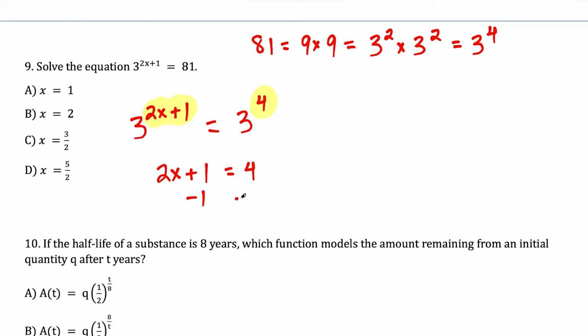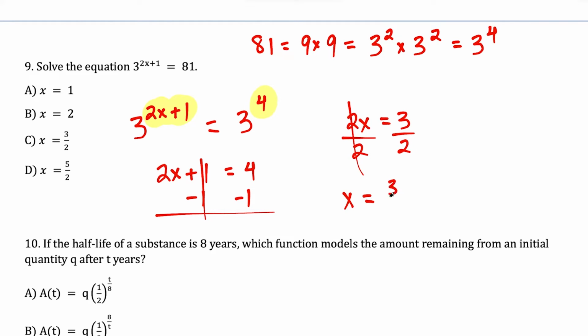So we're going to go minus 1 on both sides. And on the left side, 1 minus 1 cancels, and we get 2x equals 4 minus 1 is 3, and then we divide both sides by 2, and this will give us our solution. We're going to have x equals 3 over 2, so choice C is our answer.